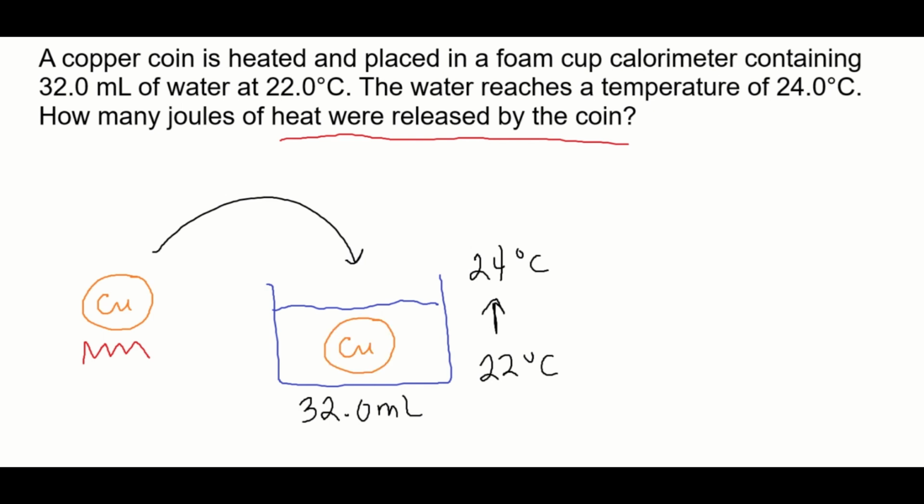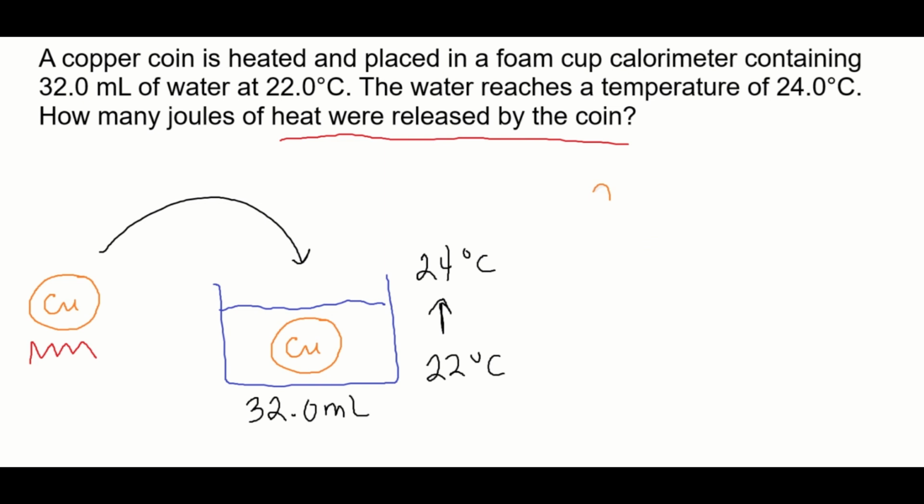In this universe, you only have two components. You have the copper coin, which is the system, and then you have the water, which represents the surroundings. In order to obey the law of conservation of energy, energy must be conserved. Any change in energy in the system must have a corresponding change in the surroundings. In this case, the heat lost by the copper coin is equal to the heat gained by the water.